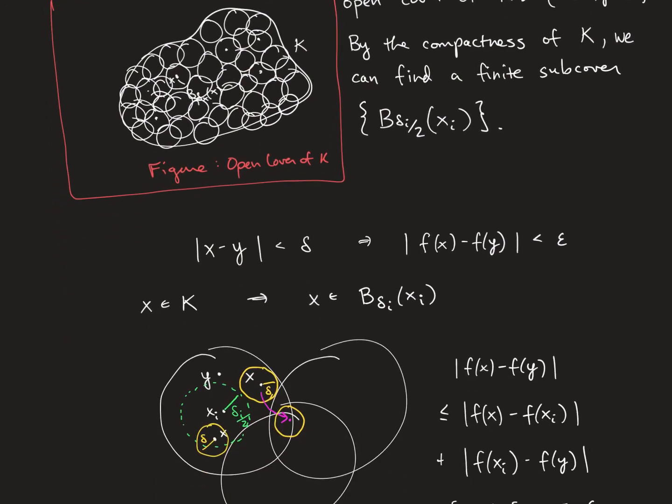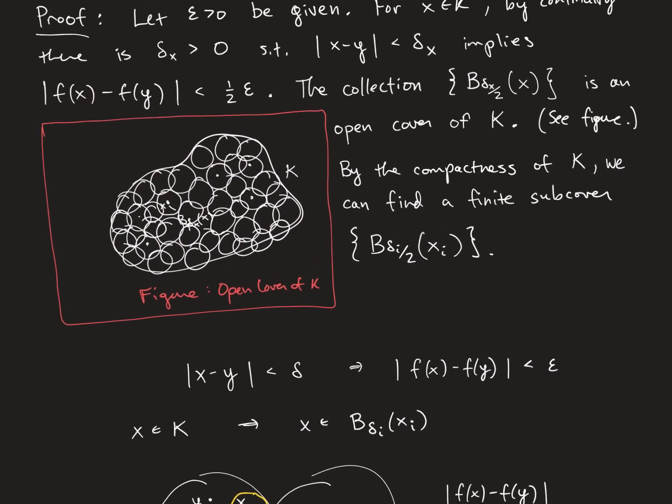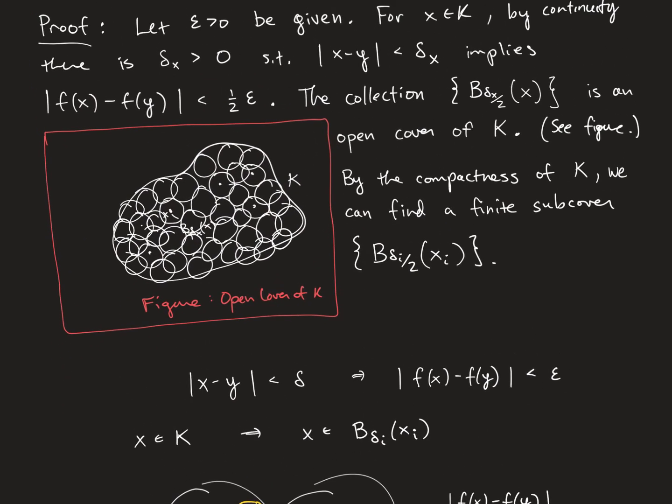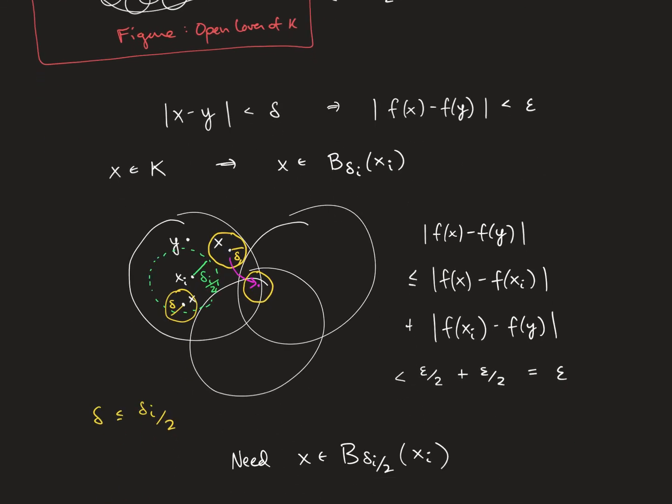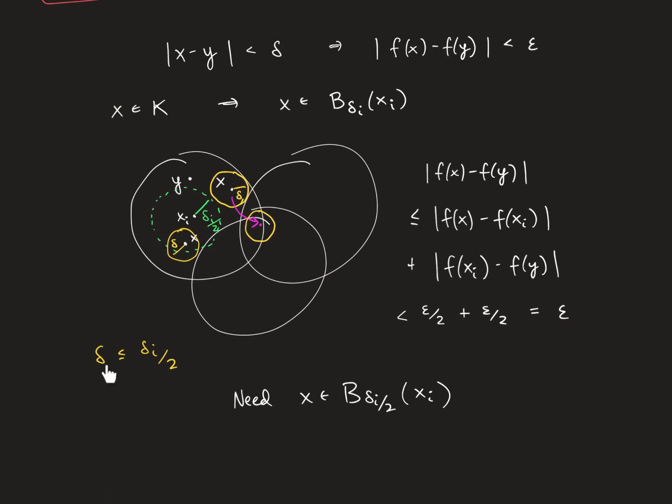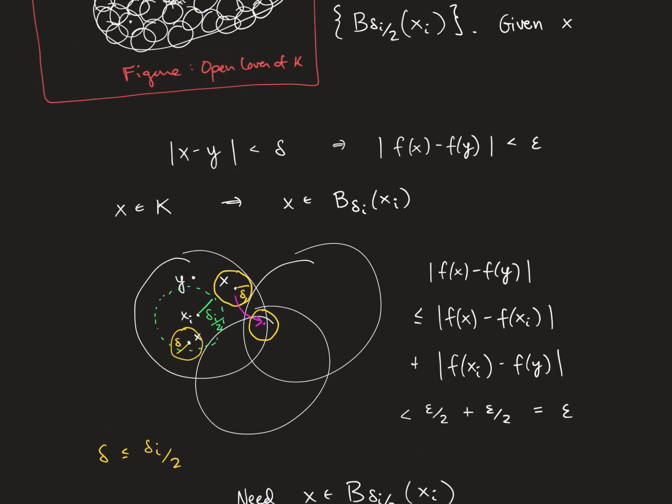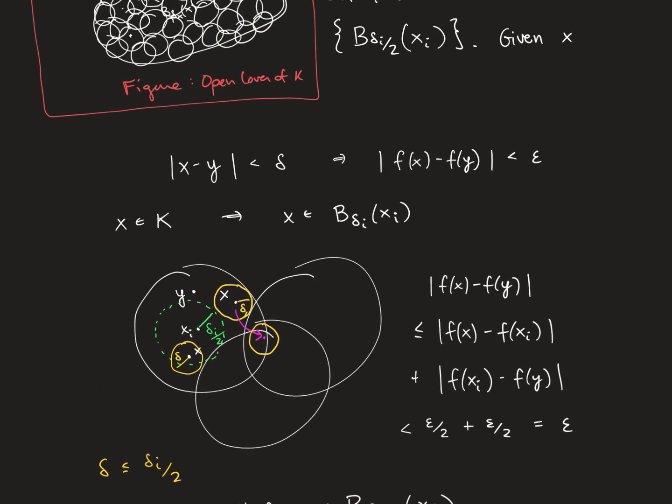Okay, and now I think we have the ammunition we need to finish the proof. So what we'll do is, given x, now I should pick my delta. My delta needs to be less than or equal to delta i over 2, and I need that to be for any i. So I'm going to take delta to be the minimum of all of those delta i over 2's.